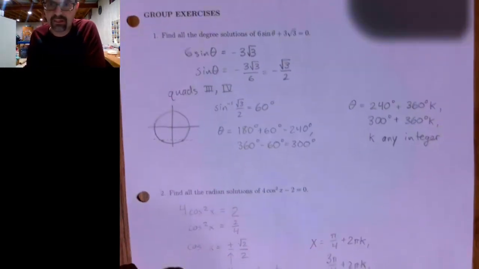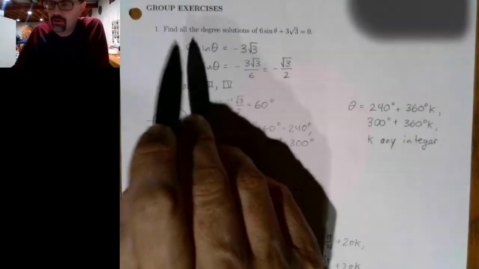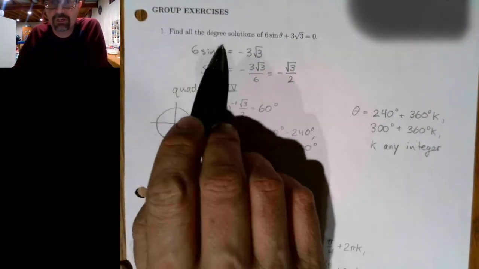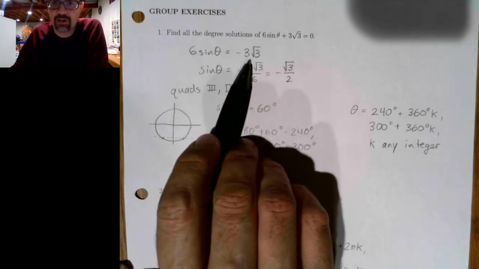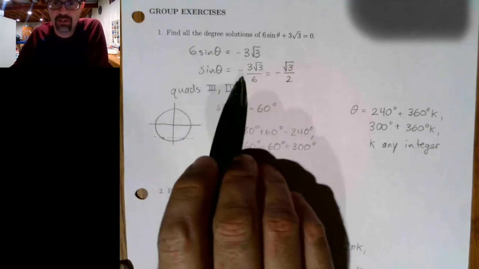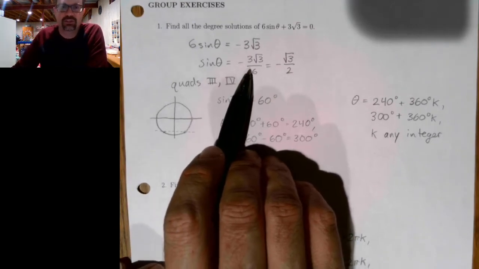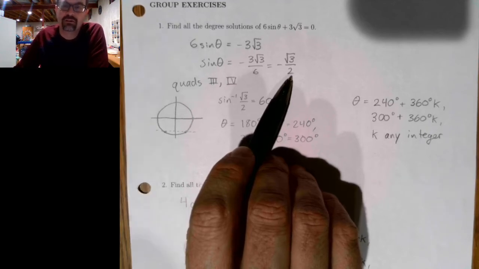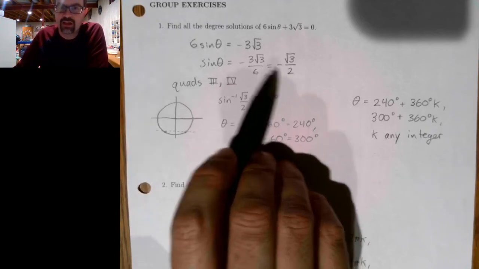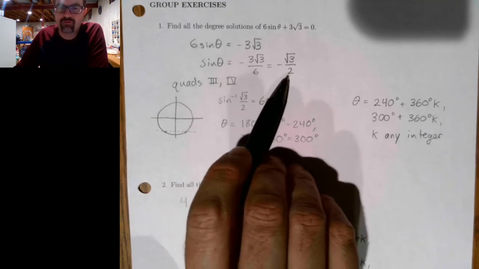But at this point I'm going to move on and we're just going to look at these and we'll see how they turned out. So, number 1, degree solutions for this guy. Isolate sine theta. Subtract 3 square root of 3 from both sides, divide by 6, and what you end up with is another familiar value for a familiar trig value. And sine theta gives you that value.